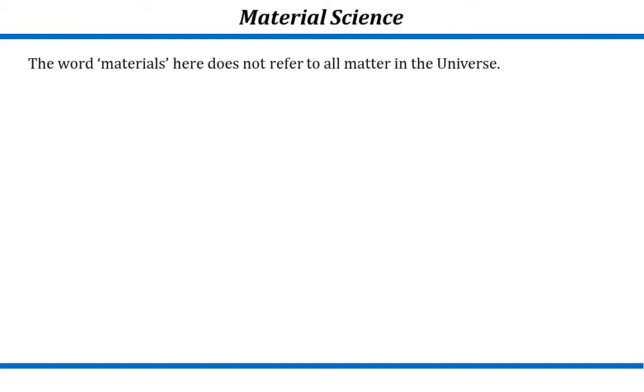So let's discuss first what is material science. Can you think over it? Okay, I can help you to frame the meaning of material science. The word materials here does not refer to all the matter in the universe. If this were so, it would include all the physical sciences and the life sciences, from astronomy to zoology. Further, we can restrict the definition only to the matter useful to mankind.